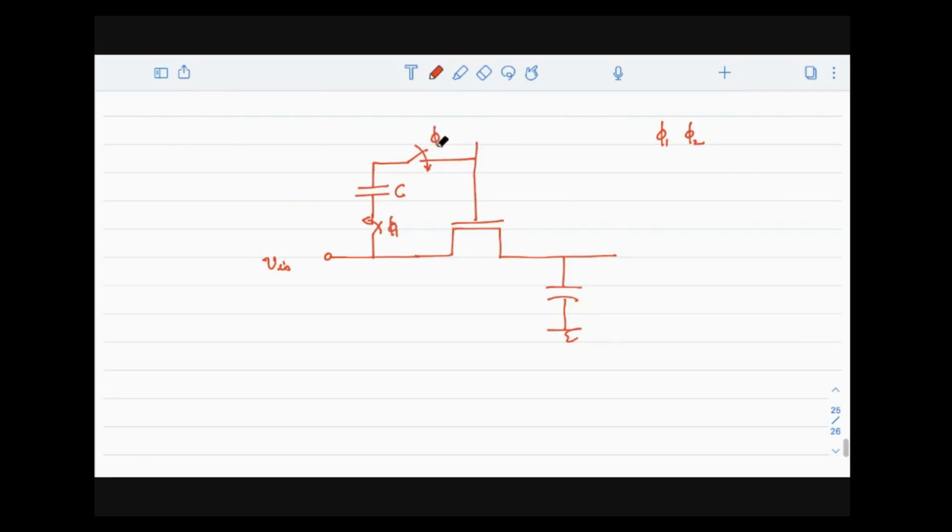And this also should be phi1. Any questions on this? Here I assume that C has that charge, but I should make sure how that can be charged. Any questions? Yes, that I should do. Now I assume that if C is holding a voltage of VDD, this will work.